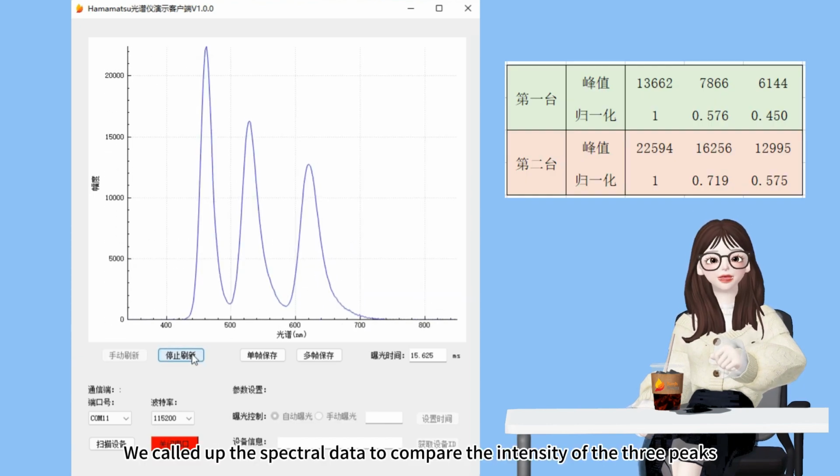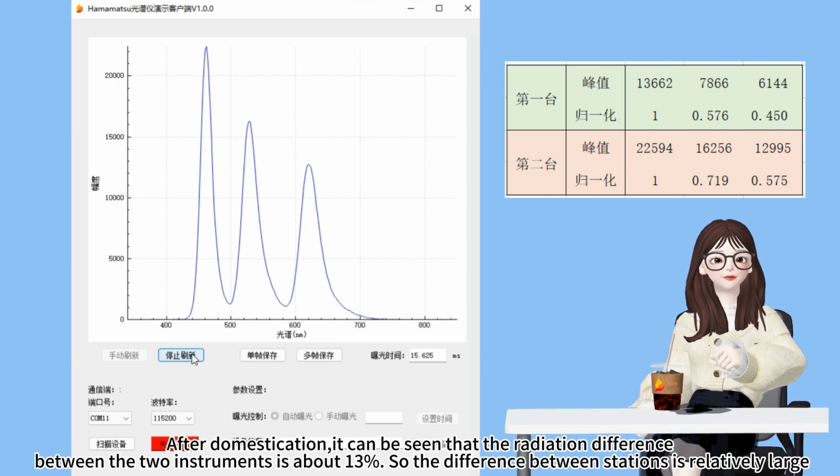We call up the spectral data to compare the intensity of the three peaks. After normalization, it can be seen that the radiation difference between the two instruments is about 13%, so the difference between units is relatively large.